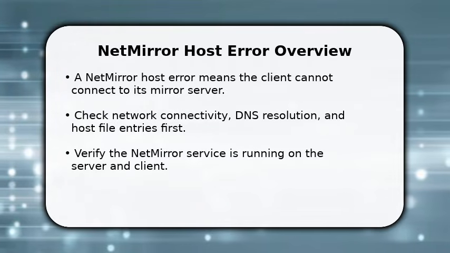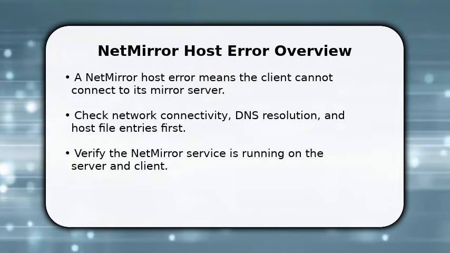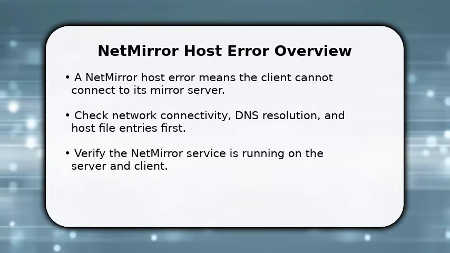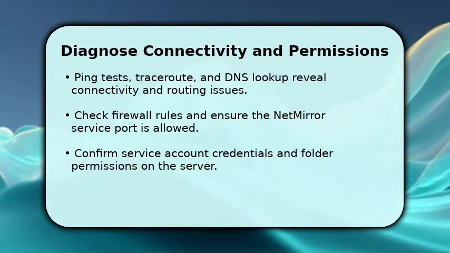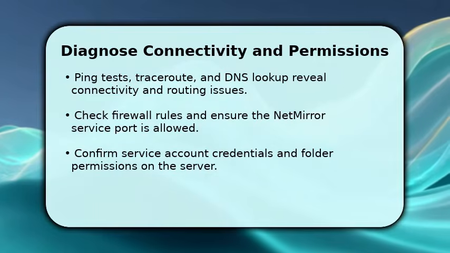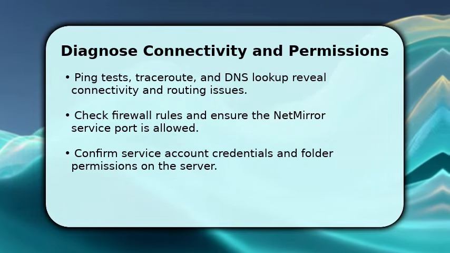Finally, inspect the Netmirror service on both ends. Confirm the service is running and not paused or disabled. Use ping tests, traceroute, and DNS lookup to reveal connectivity and routing issues. Run traceroute to identify any hops that block traffic between the client and server.